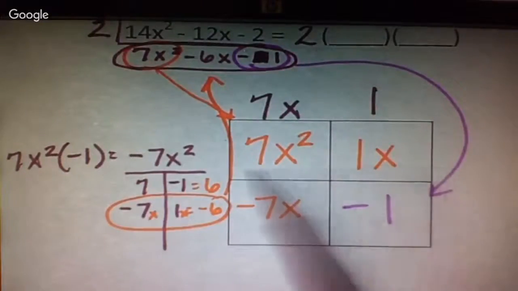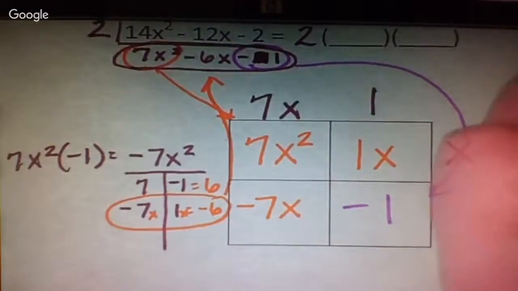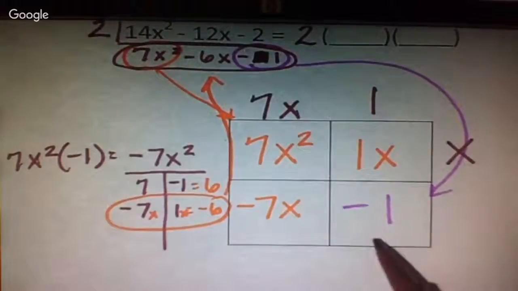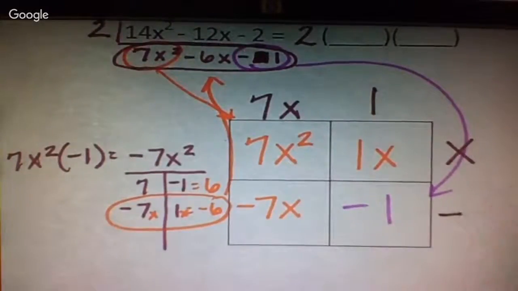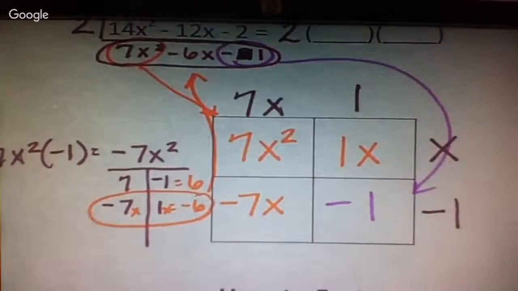Take a look at this row. What do they share in common? Take a look at this one. What do they share in common? Nada. Negative... a -1. Okay. If there's nothing that they share in common, they always share a 1.